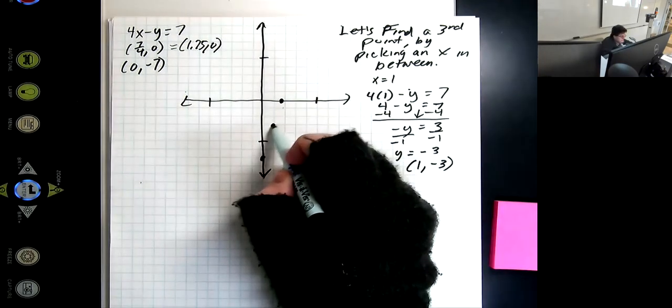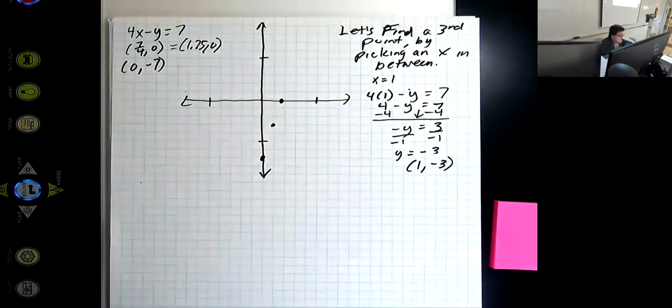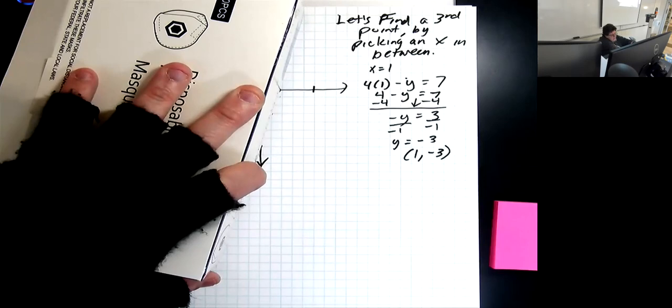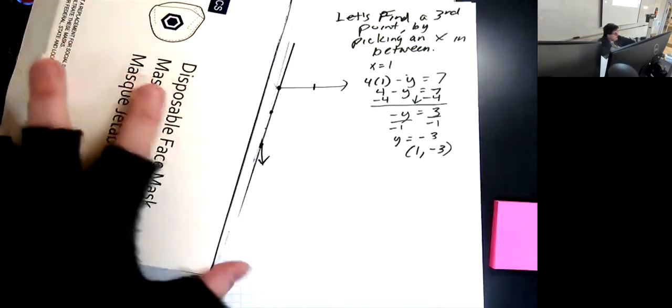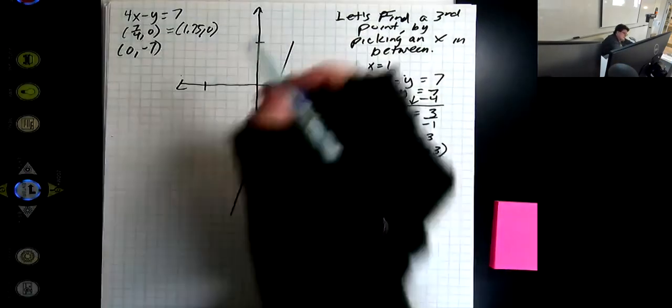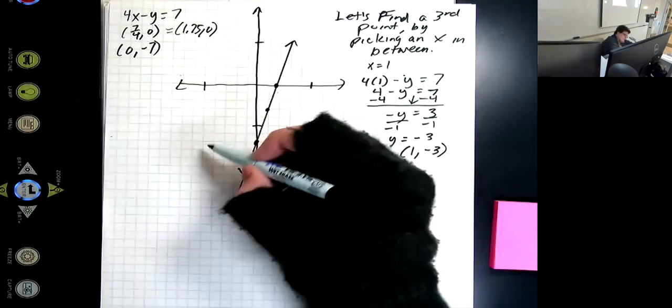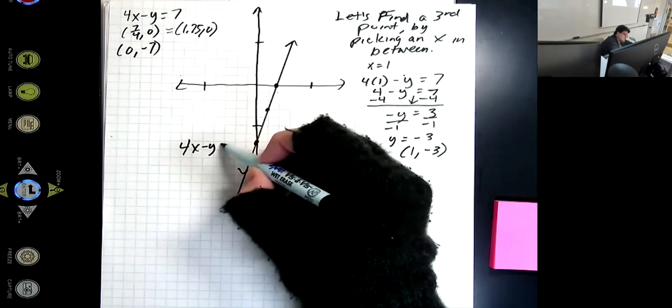Which is right there. And that looks like it's on the same line as the rest of it. So that's the line 4x minus y equals 7.